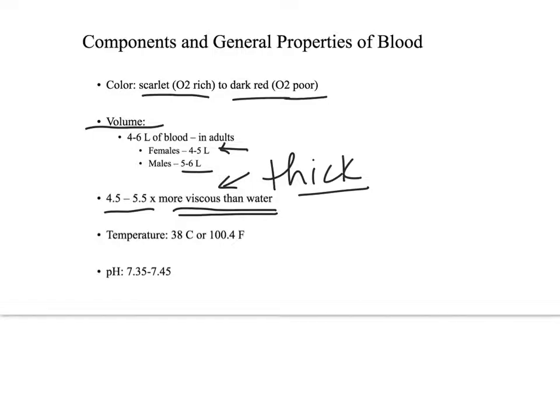Okay, the temperature of blood is 38 degrees Celsius or 100.4 Fahrenheit. So it's slightly above body temperature. And then the pH of blood, this will be important as we move on. The pH of blood is 7.35 to 7.45. So there's a very narrow range where it has to be for the proteins to function properly.